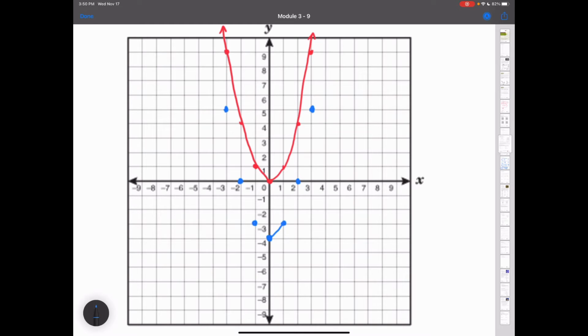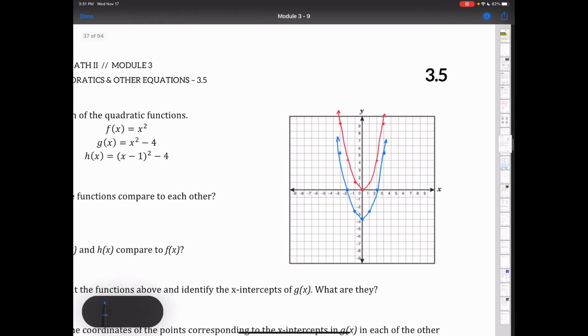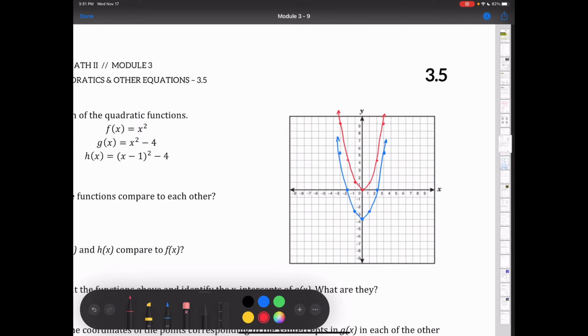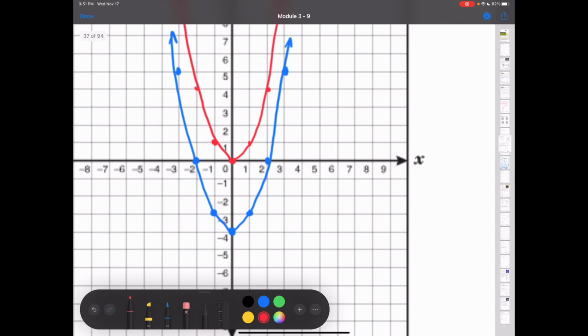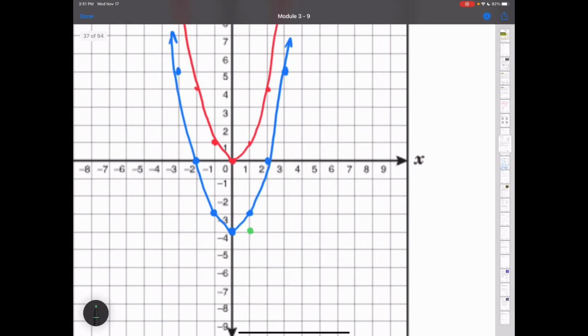So there's our second. And the last one, h of x, where we have moved our vertex to the right 1, because remember we changed the sign, and down 4. So now I've got this last function here, to the right 1, down 4, and over 1 up 1, over 2 up 4. And so on. There we go.